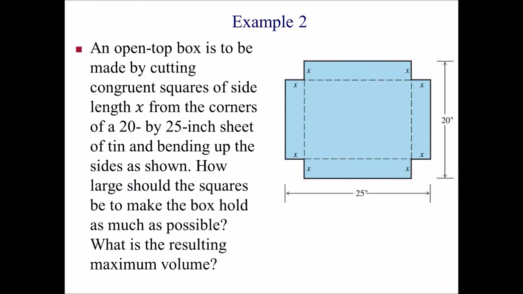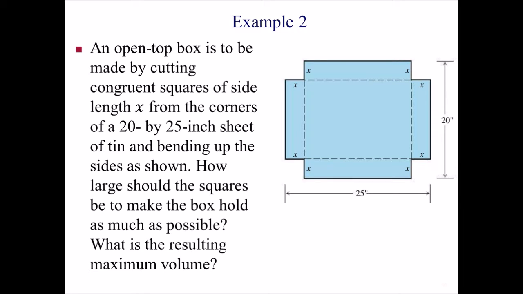Second example. An open top box is to be made by cutting congruent squares of side length x from the corners of a 20 by 25 inch sheet of tin and bending up the sides as shown. How large should the squares be to make the box hold as much as possible? What is the resulting volume? For this example, a diagram is provided. If a diagram is not provided for one of the examples, you should try and make one.